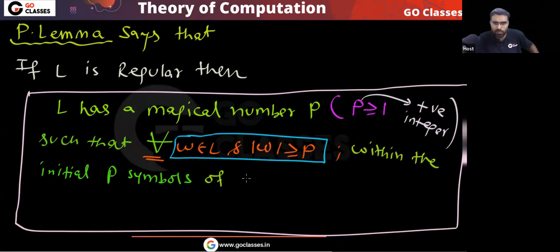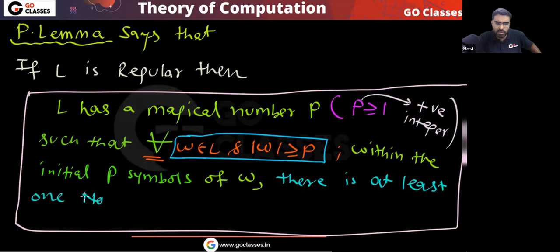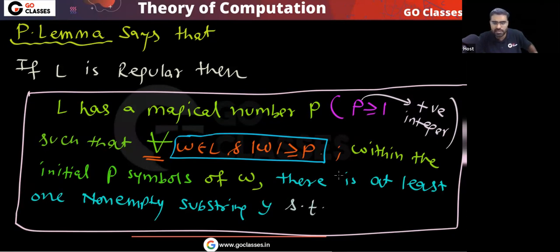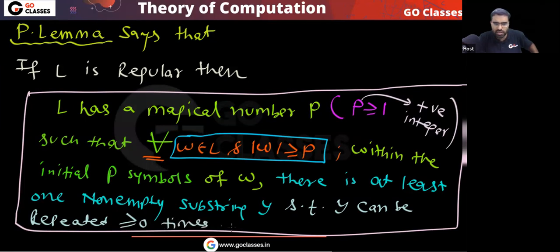Within the initial p symbols of W, there is at least one non-empty substring Y, such that this Y can be repeated any number of times, greater than or equal to 0 times, and the resulting string is in L. So this is the statement.